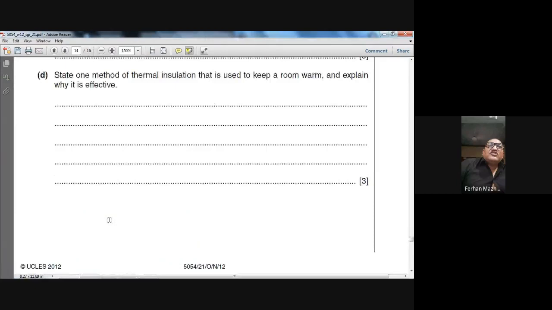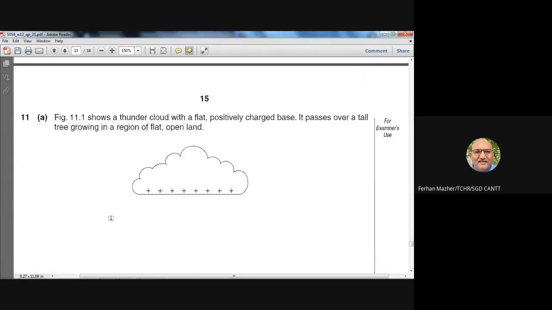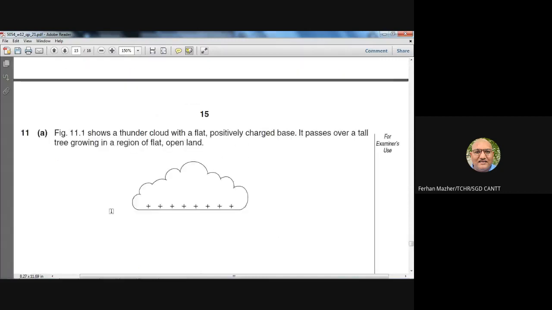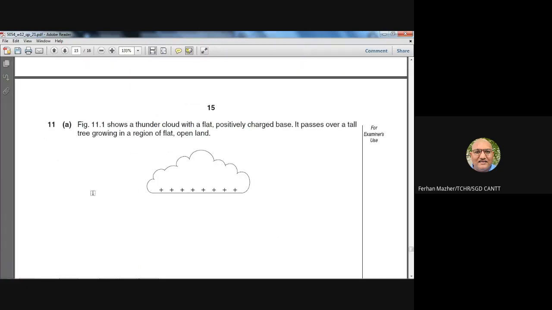In this question, we have to state one method, and then you have to explain. You only have to mention one method, and then you have to explain how it will stop the loss of the heat. So it's a 3 mark question. So my dear students, by the grace of God, we are done with question number 10. Now we are moving to question number 11.